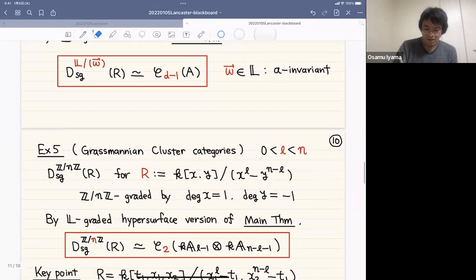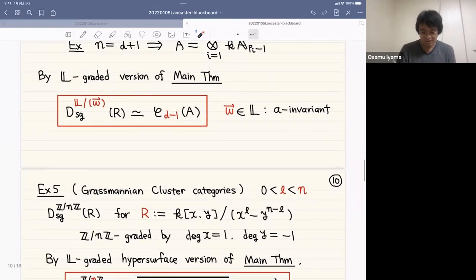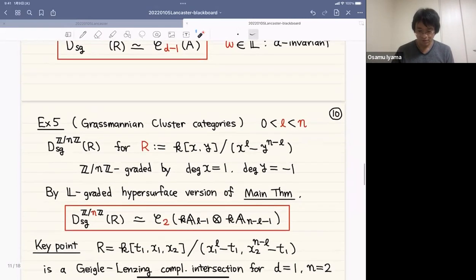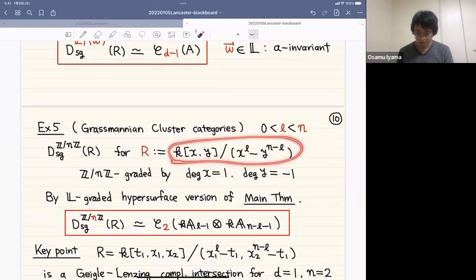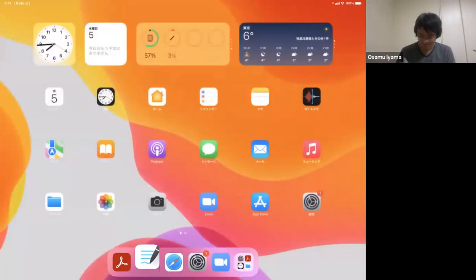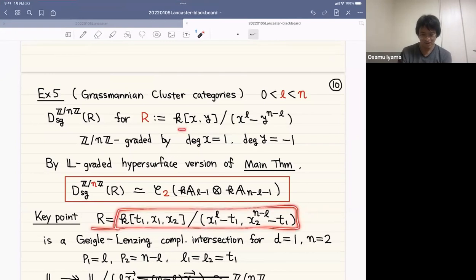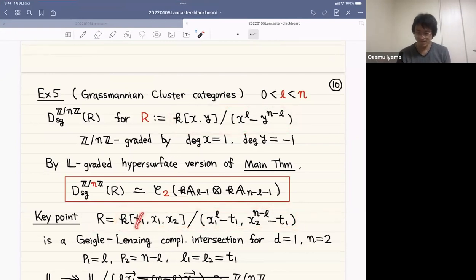Let me explain a bit how to get this. This equivalence is in some sense deduced from our previous equivalence for Geigle-Lenzing complete intersections. The reason is very simple, because this hypersurface ring R is a special class of Geigle-Lenzing complete intersection. By adding one additional variable T1 and then factoring out these two elements, this ring R coincides with this ring, just to kill the variable T.